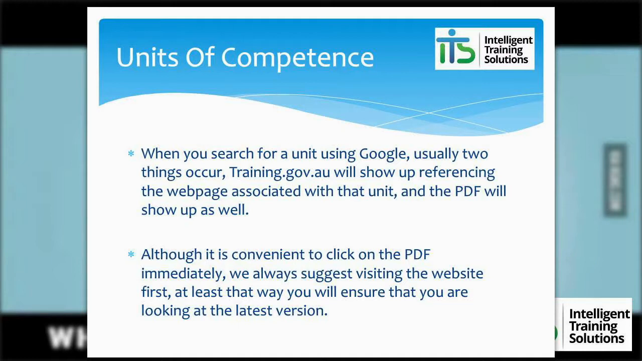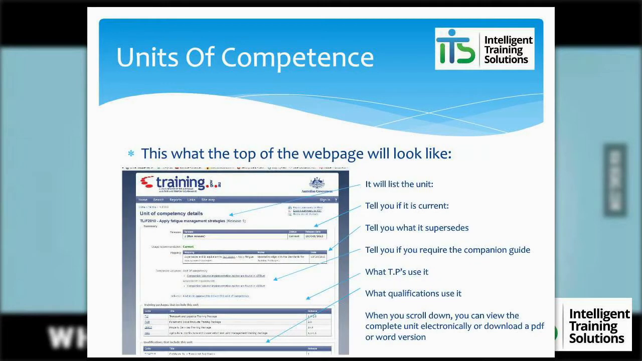So it's really important that when you do a search on Google, you go to the training.gov page rather than the PDF itself, unless you specifically know the code. When you go to the training.gov web page, this is what the top of the page looks like. It's actually a very long scrolling page, which will end up having the electronic version of this unit of competency.